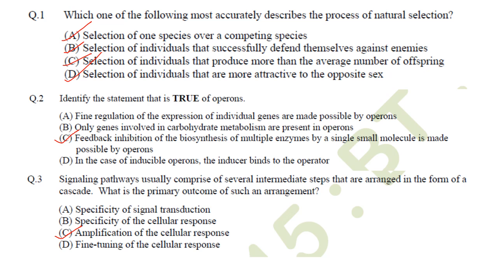Then next one. Signaling pathways usually comprise several intermediate steps that are arranged in the form of a cascade. What is the primary outcome of such an arrangement? It is amplification of the cellular response. If you take the GPCR, G protein coupled receptors, when the receptor binds to the ligand, the G alpha subunit gets separated from the beta and gamma subunits, and G alpha gets converted from the GDP bound form to the GTP bound form. It will activate the next one, that is adenyl cyclase. Adenyl cyclase will result in more production of cAMP. More cAMP means PKA, protein kinase A, gets activated. So it is amplification of the cellular response.